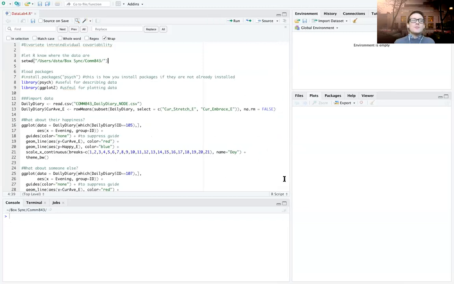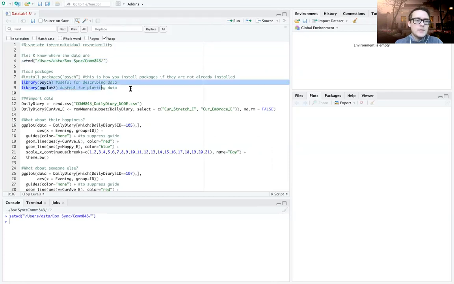Alrighty, welcome to DataLab4. In today's lab, we're going to look at bivariate intra-individual covariability. So how to capture how two constructs are moving alongside one another, essentially, is what we're going to do. In the last lab, we looked at how to capture the dynamics of the time series of one construct, and here we're looking at two. So again, we let know where our data are.